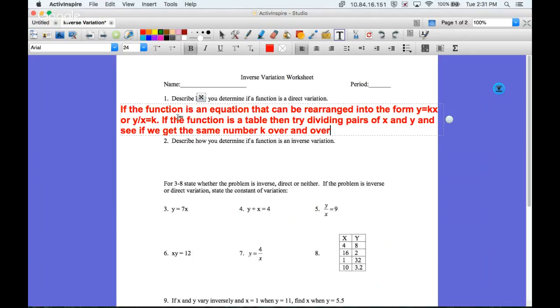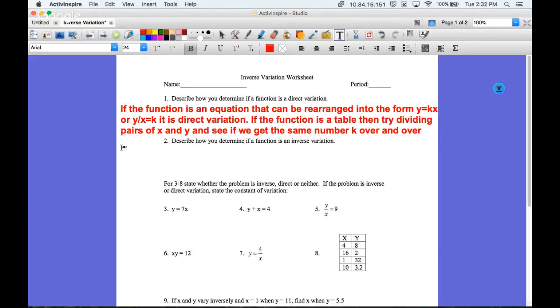All right, so if the function is an equation that can be arranged into the form y equals k times x or y over x equals k, it is direct variation. If the function is a table, then try dividing the pairs of x and y and see if we get the same number k over and over. And k is always y divided by x. If you do x divided by y and it's constant, well, it's still direct. But to get the actual number k, we always want to do y over x.